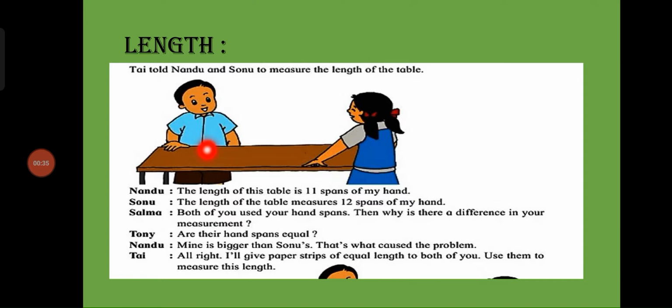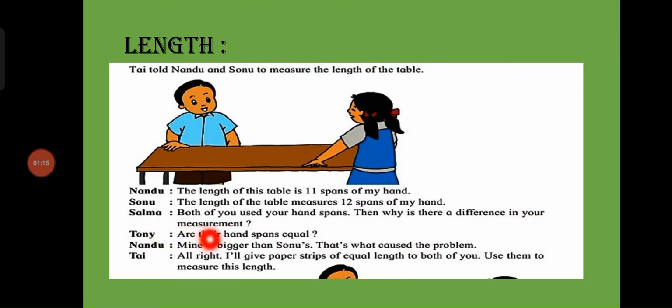Tai told Nandu and Sonu to measure the length of the table. Nandu: the length of this table is 11 spans of my hand. Sonu: the length of the table measures 12 spans of my hand. Salma: both of you used your hand spans. Then why is there a difference in your measurements?